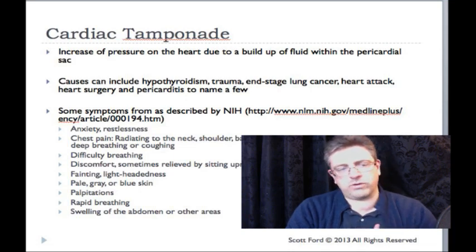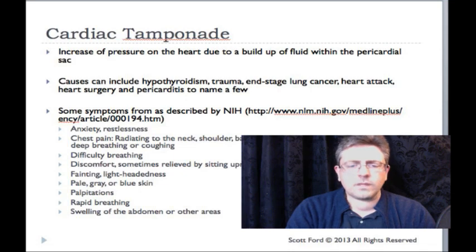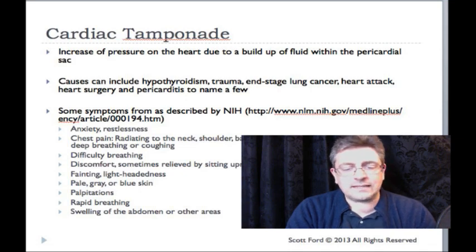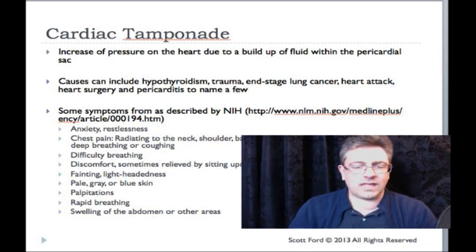You increase intrathecal pressure, you cause your heart to do that fun stuff, and you're going to feel the pain. Difficulty breathing, discomfort sometimes relieved by sitting upright or leaning forward. Fainting, lightheadedness, pale gray or blue skin, palpitations, rapid breathing, swelling of the abdomen, and other areas.